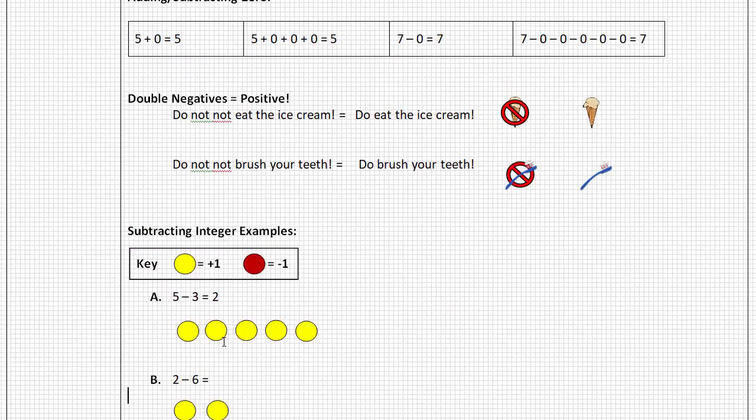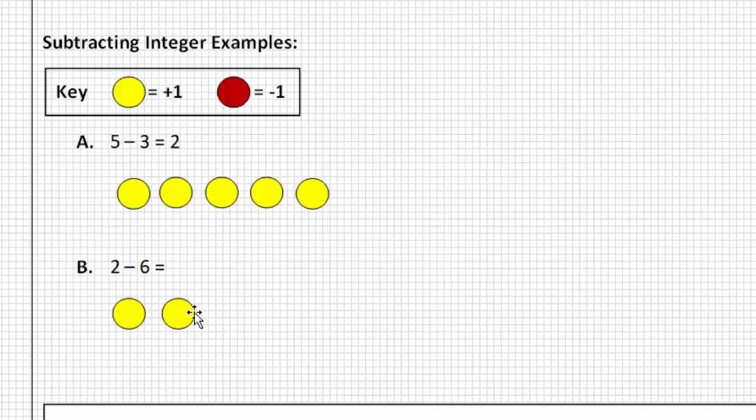So we have to remember that we can add zeros, any amount of zeros that we need to, and it's not going to change what we're starting with. So let's add on 0 pairs to these 2 positive chips so that we can still say that we have 2, but that we have enough to take away positives.